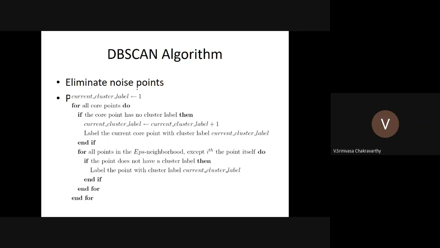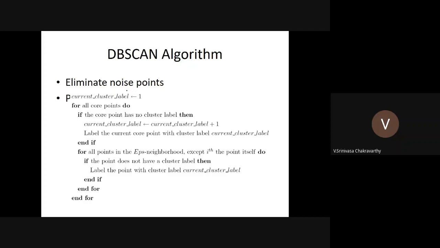Okay, so first you have to label all the points: the core points, border points, and noise points. Then the next step is to label the clusters. Now, how do you do that? First, remove the noise points. The noise points don't participate in any cluster. Then start with the cluster label 1.